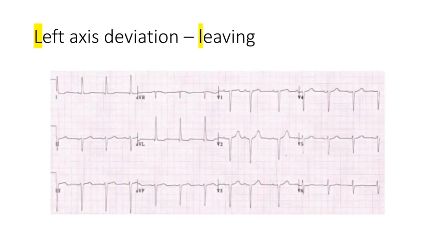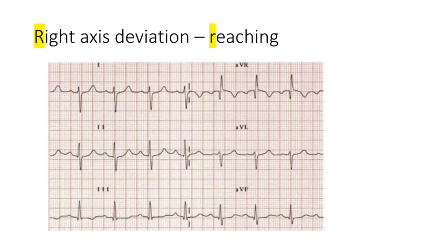So now, how do we recognize it? Left axis deviation, like I said, is swinging the opposite way of lead 3. So what we see is a negative deflection in the QRS complexes in lead 3. And now for the right axis, we see a negative in lead 1 because it's gone over to the right. It's less in the direction of lead 1's vector, so now we're getting a negative deflection in lead 1.